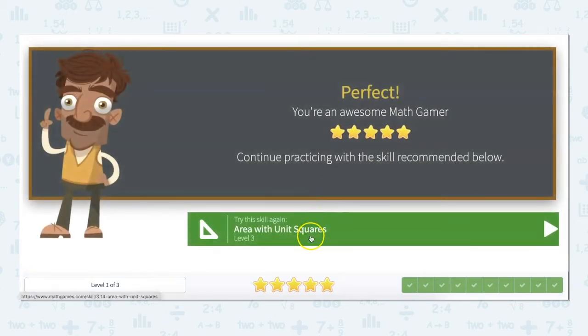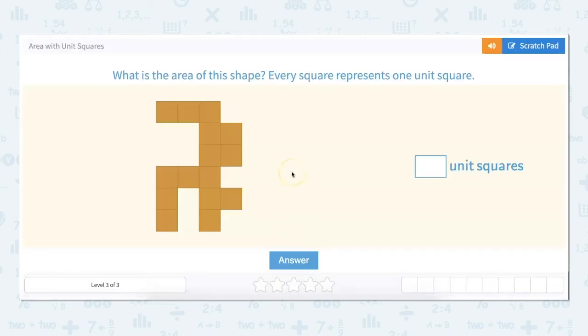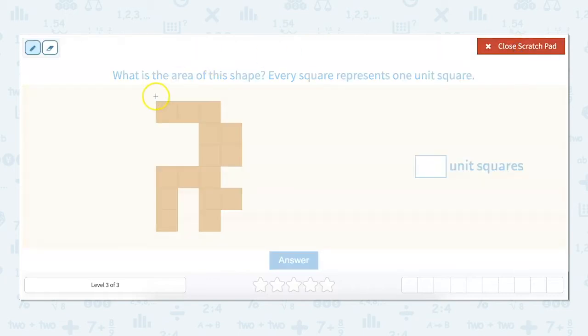All right, let's go to level 3. All right, so now we have a trickier one. So for this one, let's do it by group. Let's portion them off. So we have this group, which is going to be 1 times 3. So this group is going to be 3.